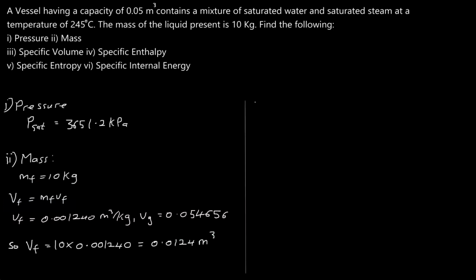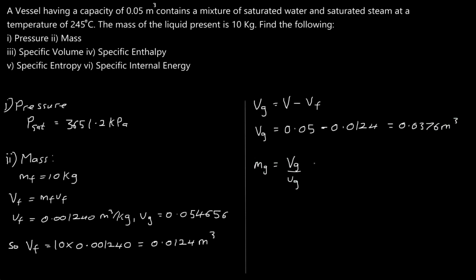And the volume of saturated vapor in this mixture is the total volume minus the volume of the saturated liquid in the mixture. And this gives us 0.0376 meters cubed. Now, the mass of the saturated vapor or gas constituent is going to be equal to the total volume of gas divided by its specific volume, which we've already obtained from the steam tables. And this is 0.0376 divided by 0.054656.